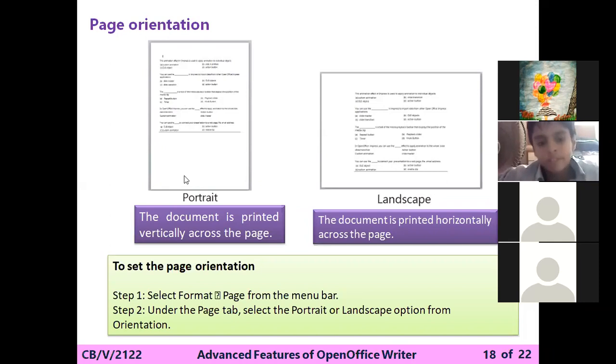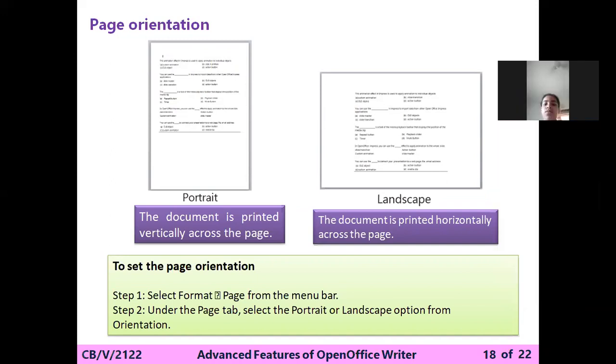You can see the demo for both. This is the portrait page and this is the landscape page. In the exam, maybe it will be asked from the image. आपको ऐसा पूछ सकते हैं, image देख के आप बताओ कि ये किसकी image है, what is the orientation of page, what is the type of page. So at that time you have to select portrait or landscape. The document is printed vertically across the page in portrait, and in landscape, the document is printed horizontally across the page. What should you do for the page orientation?